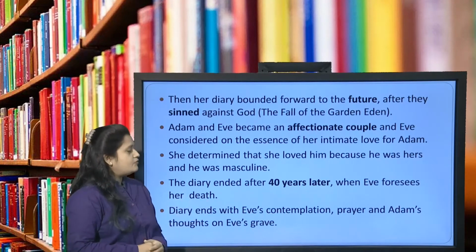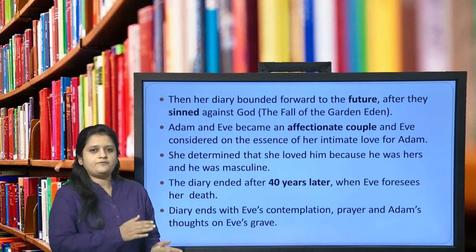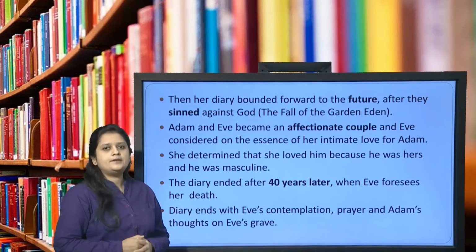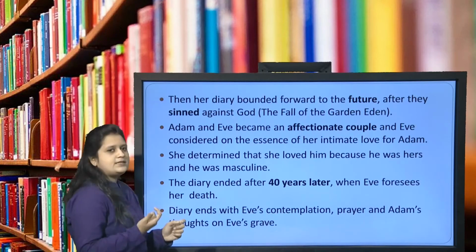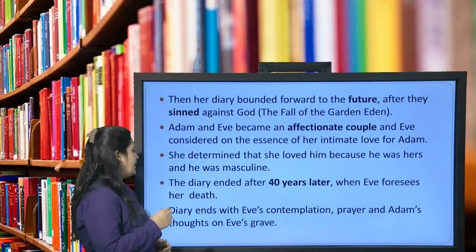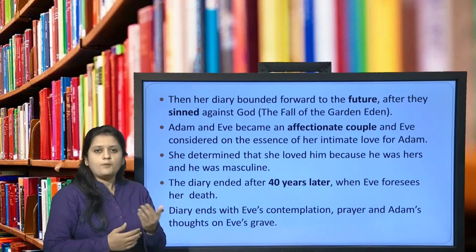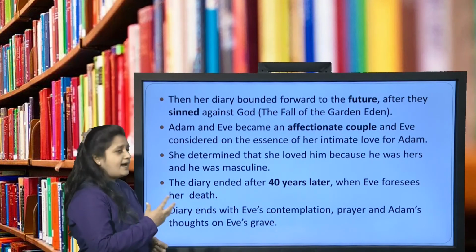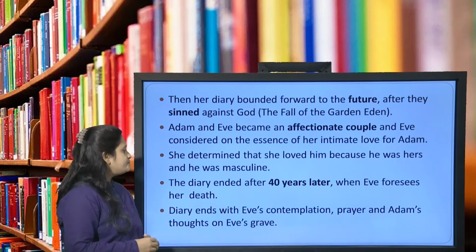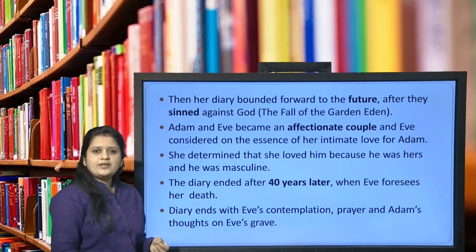The diary ended after 40 years later when Eve foresees her death. So the diary jumps to the scene which is occurring after 40 years from the fall, and Eve has grown old and she foresees her death. Diary ends with Eve's contemplation, prayer, and Adam's thoughts on Eve's grave. So Eve is the one who is to leave for the abode before Adam. And now this is the important section of the diary, when the diary ends with Eve's prayers and what she feels for Adam. So that becomes the interesting part for us to know.